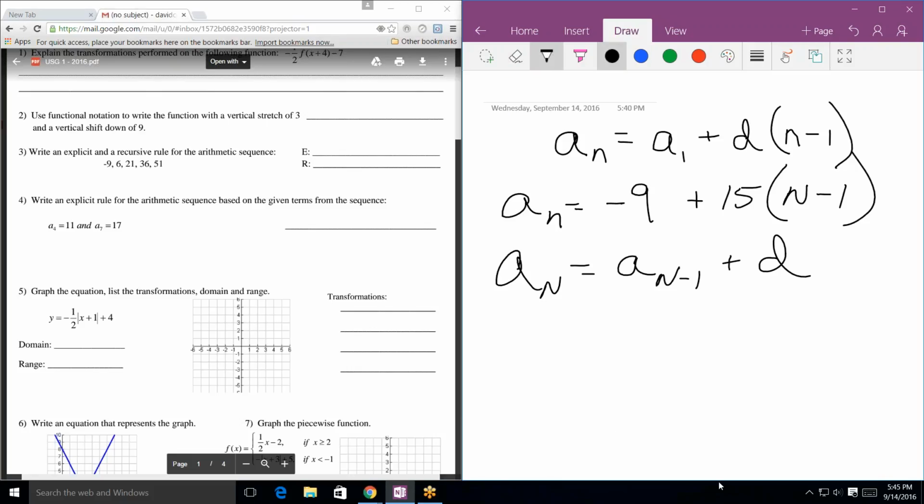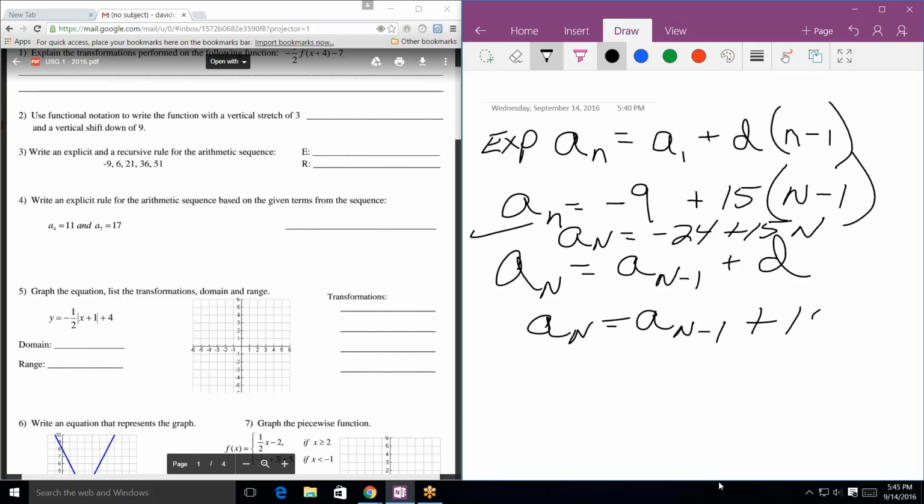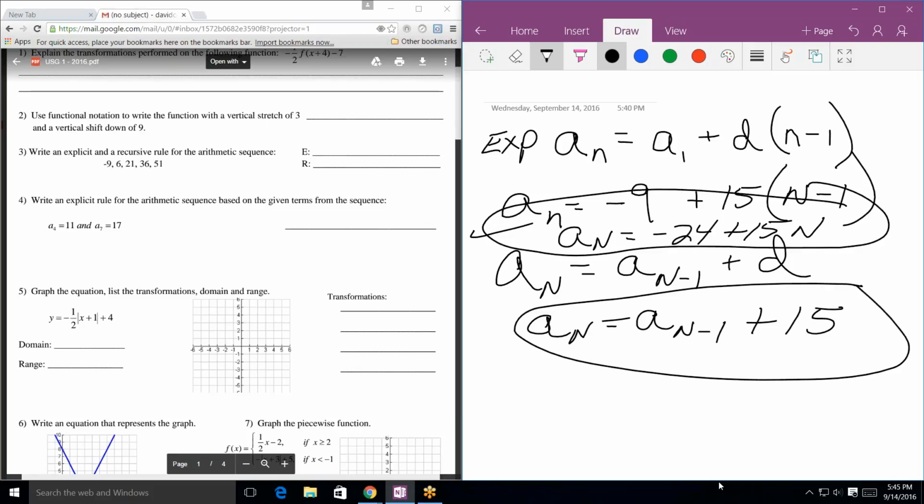So this is the explicit. Well, I erased what I had for the explicit. Let's see, what did it end up being? A sub n equals minus 24 plus 15n. That's the rule for the explicit. And the recursive would be a sub n equals, well, we don't know what the previous term was, but plus 15. So your two answers are there and there for the explicit and the recursive.